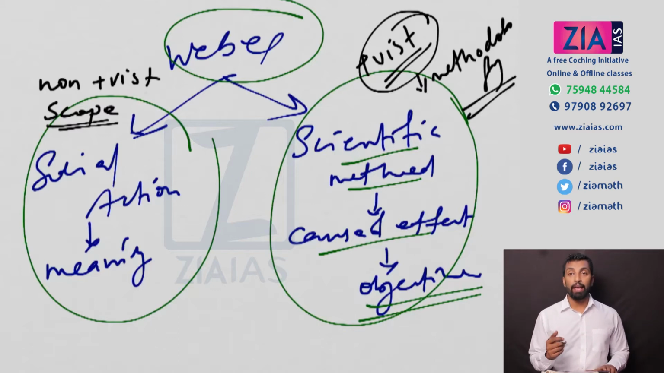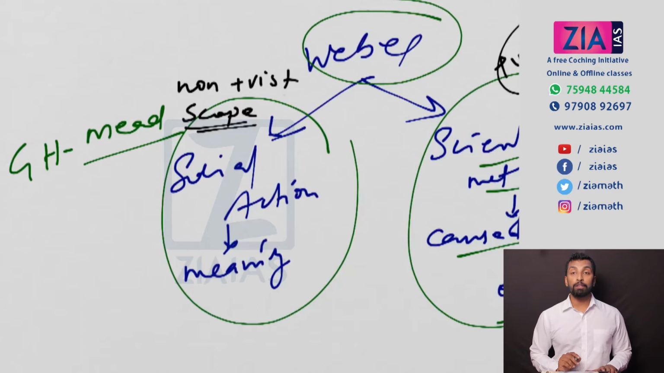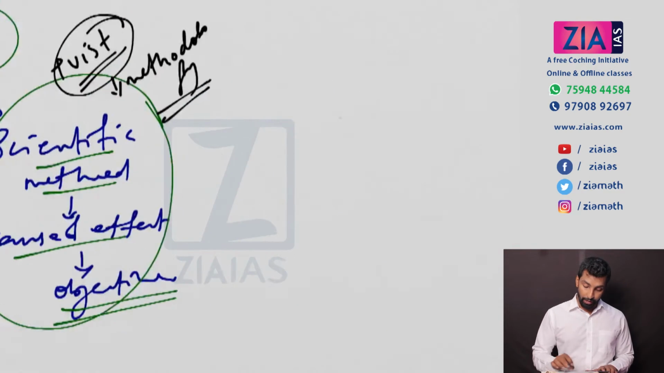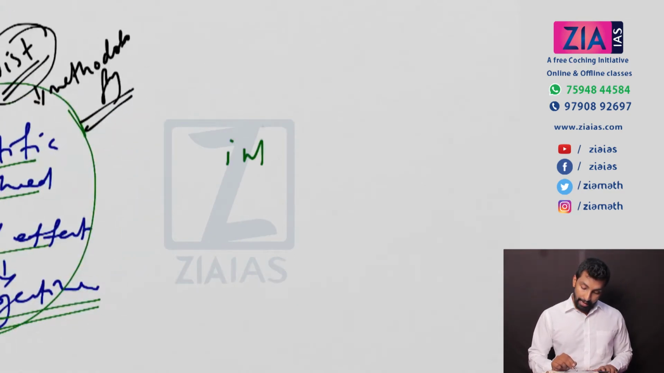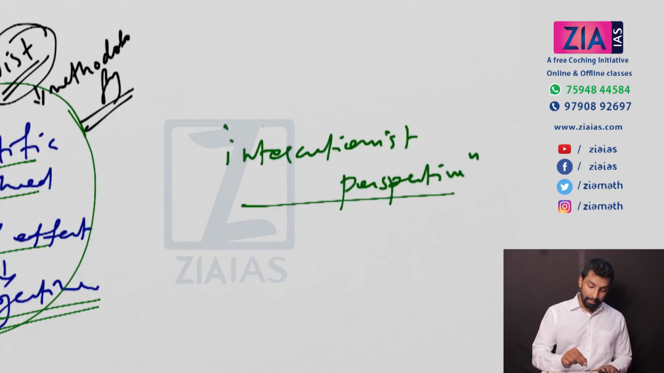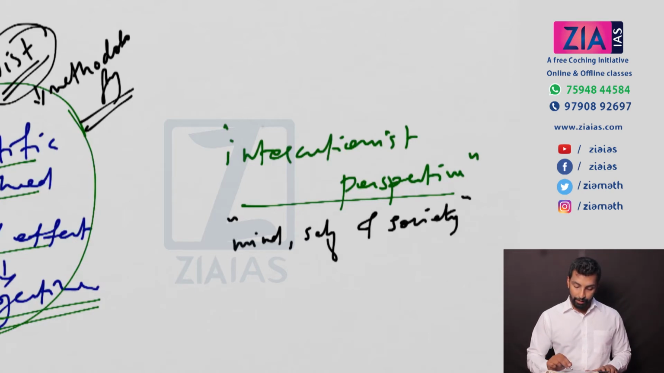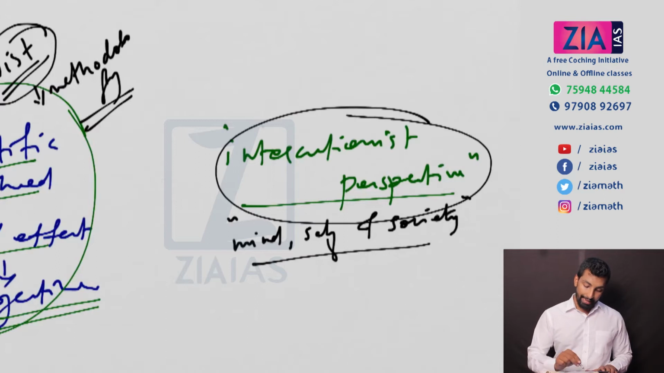And in the same way, G.H. Mead, we will be studying about G.H. Mead in detail later. G.H. Mead proposed an interactionist perspective. Okay, so he proposed an interactionist perspective, and you can see that in his book Mind, Self and Society. So in his book Mind, Self and Society, he proposed an interactionist perspective, G.H. Mead.